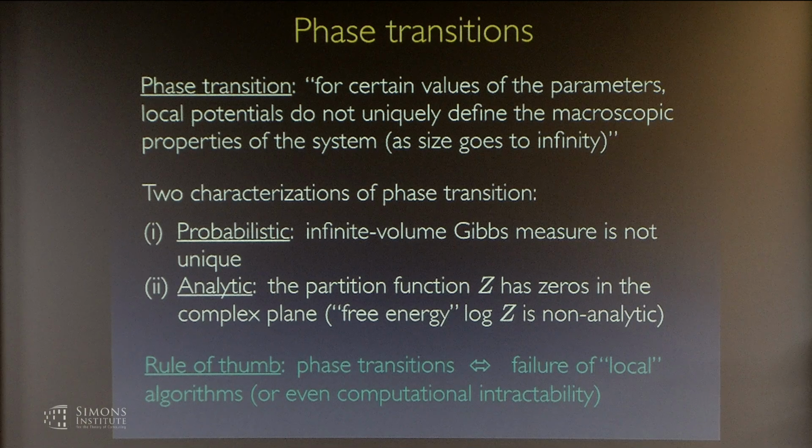So since we're talking about computation, the rule of thumb is that if you have a phase transition in the model, then this should show up computationally as making the computation of the partition function harder. So in particular, we'll see that certain local algorithms fail, and sometimes even the problem becomes computationally intractable when you have a phase transition.